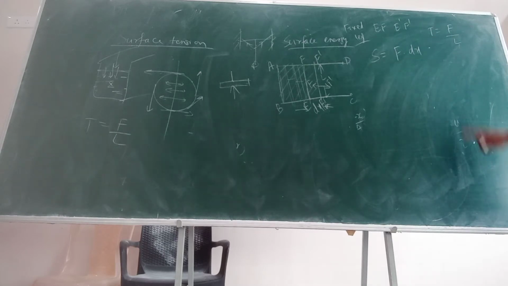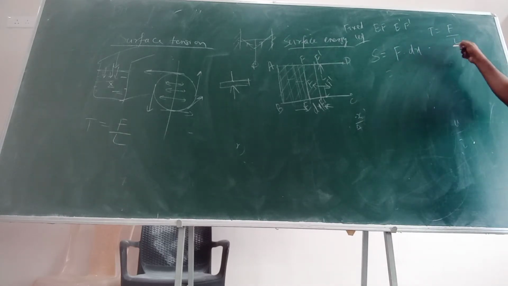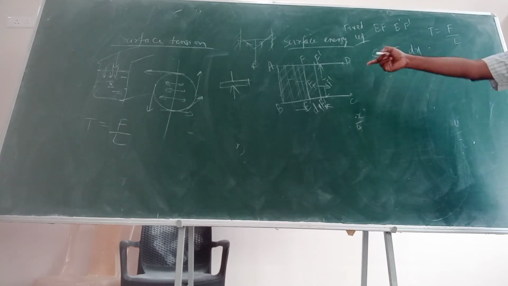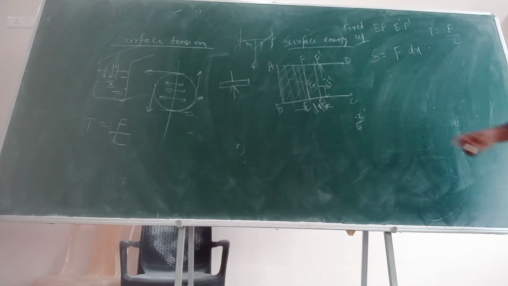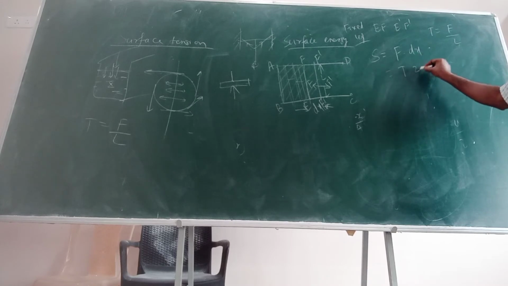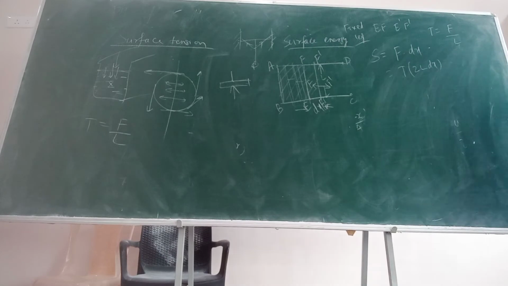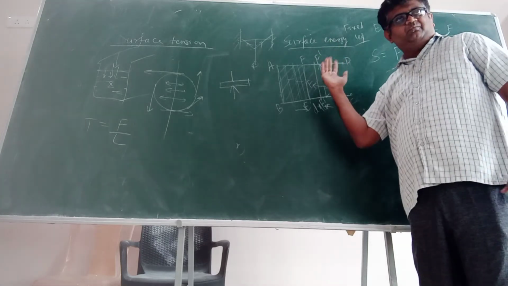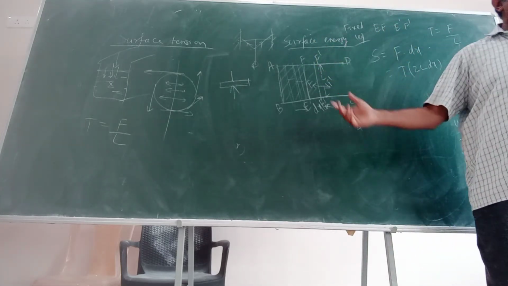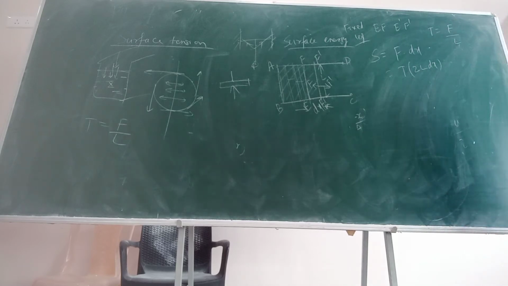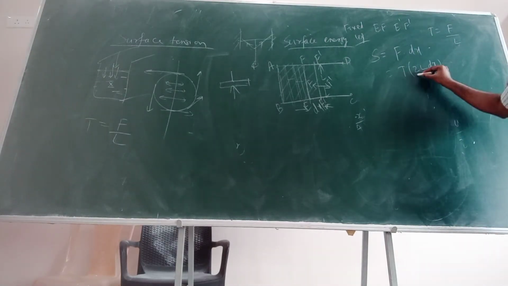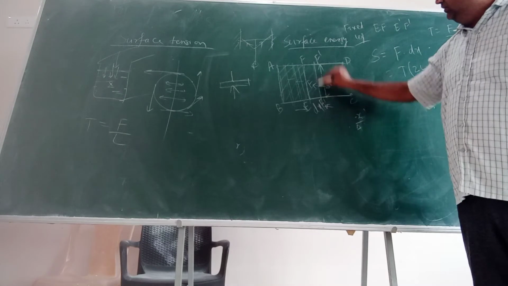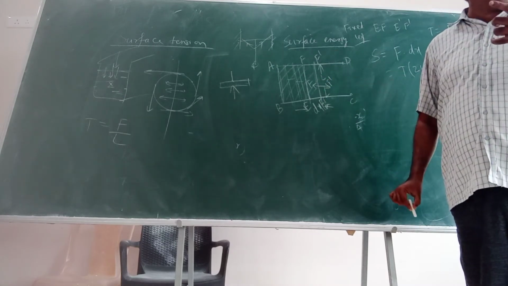Okay? So this F, how many lengths should I put here? If it's a soap film, I'll put 2 lengths here. So this is T into 2L into dx. Am I right? One length is the upper portion of the frame and another length is the bottom portion of the frame, which you cannot see in the diagram, you have to imagine. Clear? So what is this 2L into dx? This is the area of the rectangle.